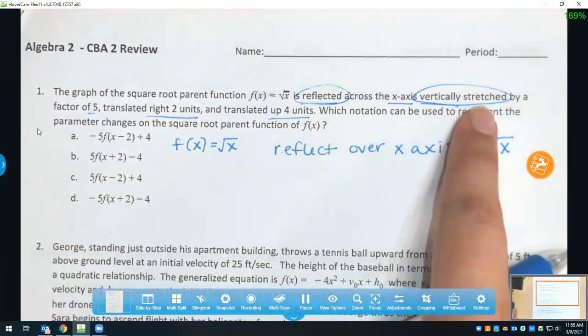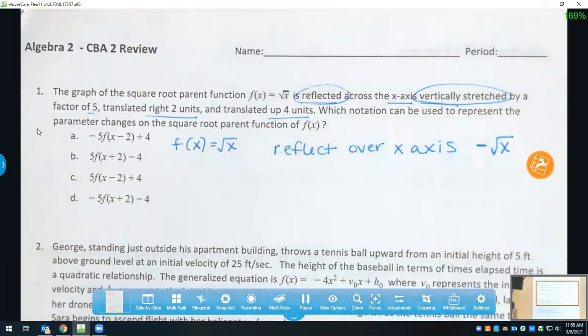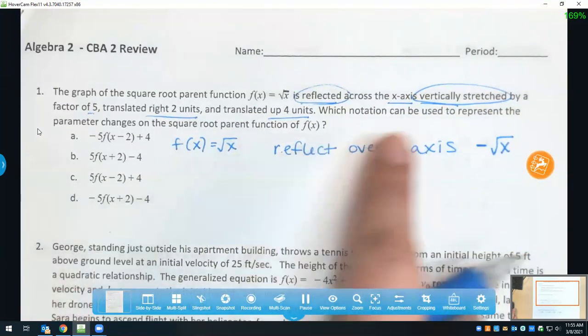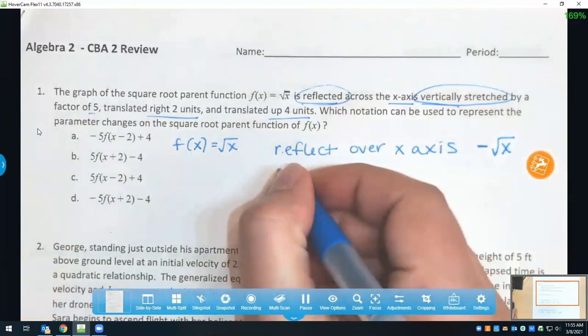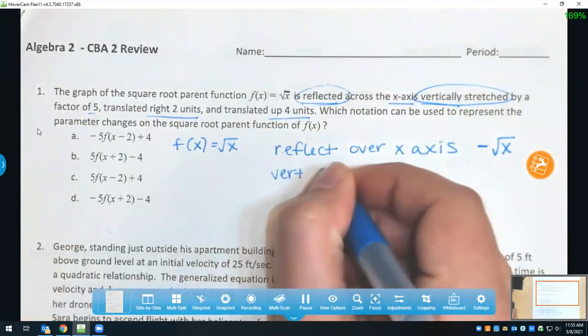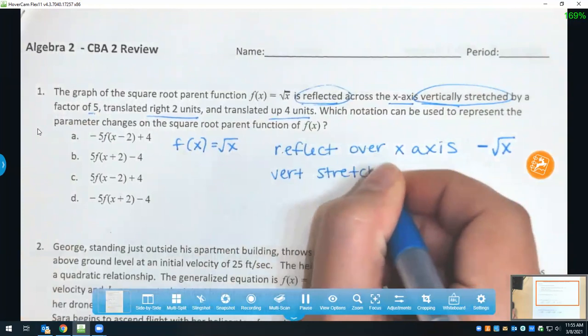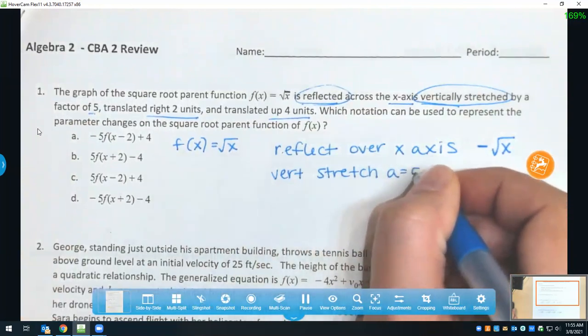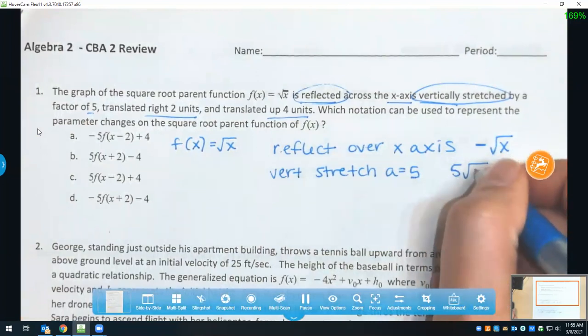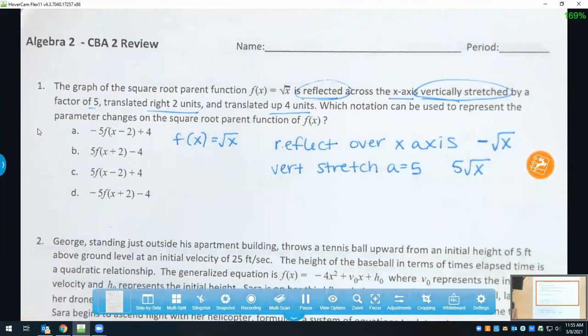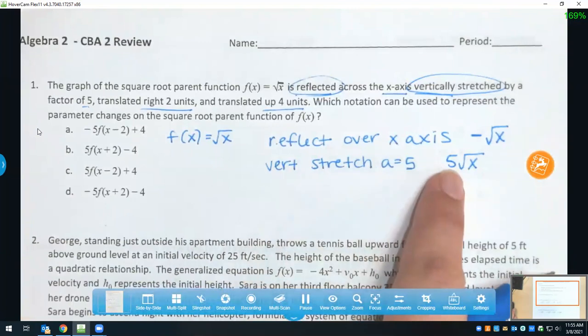The next thing it mentioned is vertically stretching. So do you need something to write with? So vertically stretching by a factor of 5. If you have a vertical stretch, remember that is your A value, right? So that's like saying A is 5. And so that would be achieved by putting a 5 right in front of the radical. So that's what a vertical stretch of 5 would look like.